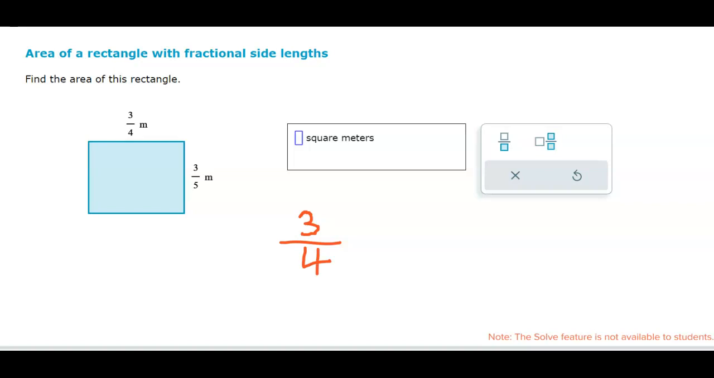3/4 times 3/5. Now remember, when you multiply fractions, you do not have to have a common denominator. You just multiply the numbers on top. 3 times 3 is 9. And the numbers on the bottom, 4 times 5 is 20. And you get 9/20.